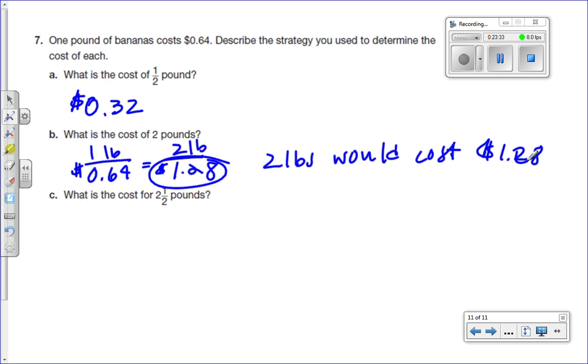What is the cost for 2.5 pounds? I'm going to let you go ahead and try that one. Check yourself. If you're feeling good about it, then you need to just start the skills practice that is attached to your work plan.